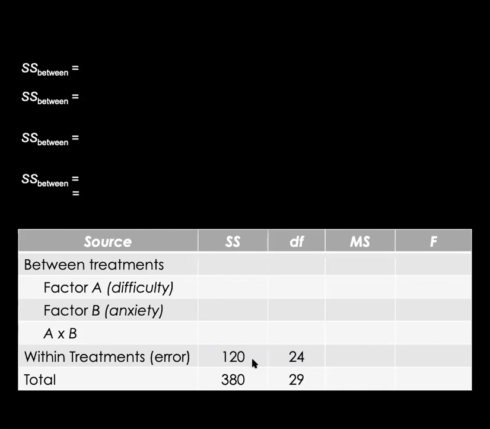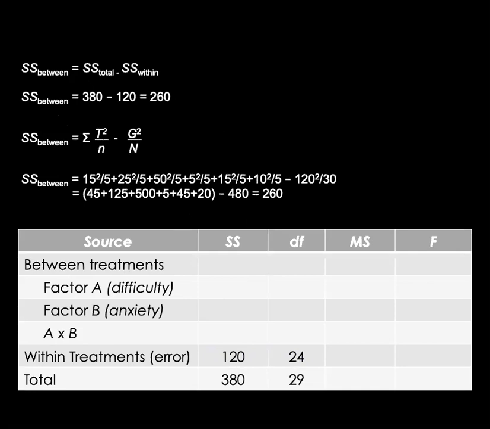Now we'll do between, and before we break it down, we're going to start with the total between treatments, sum of squares and degrees of freedom. And if you recall, there are two ways you can calculate this, and I suggest doing both ways, making sure you come up with the same answer. That way you know your math and your plugging in of the numbers is all correct. So the simplest way to calculate sum of squares for the between treatment variance is to take sum of squares total minus sum of squares within. So 380 minus 120 equals 260.